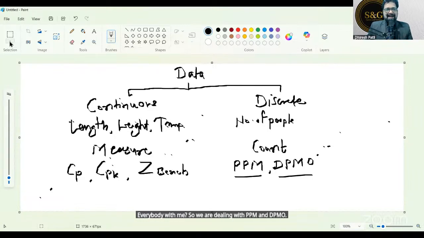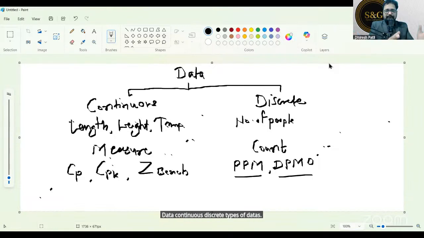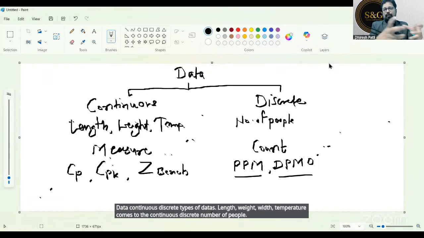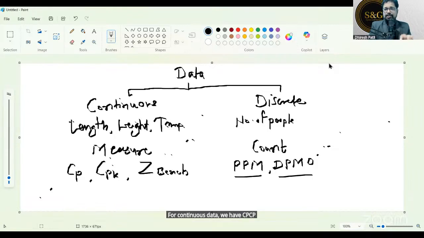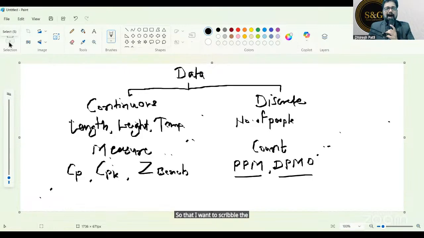So let's understand the chronology of how it evolved over the period. Just take a screenshot of this quickly. Data: continuous and discrete types. Length, weight, temperature come into continuous. Discrete is number of people, number of fails, number of passes, number of male, number of female. That will be count data or discrete data. For continuous data, we have CP, CPK, and the Z score, which is Z bench, as the process capability indicators. And for discrete data, we have PPM and DPMO. Just take a screenshot, type yes in the chat box, so that I can scribble the chronology of how it evolved.